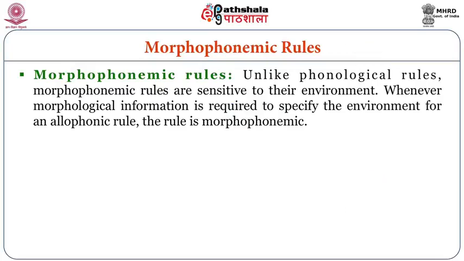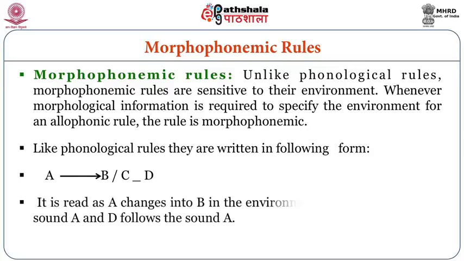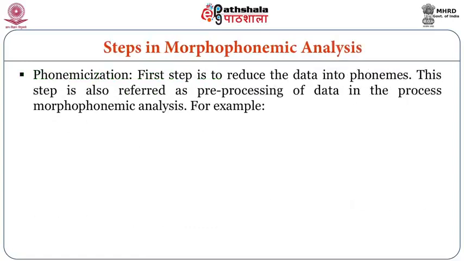Now morphophonemic rules. Unlike phonological rules, morphophonemic rules are sensitive to their environment. Whenever morphological information is required to specify the environment for an allophonic rule, the rule is morphophonemic. Like phonological rules, they are written in the following form. You can see on the screen A directed to B, slash C, blank, D. It is read as A changes into B in the environment when C precedes the sound A and D follows the sound A. Then there are various steps in morphophonemic analysis. What are they?